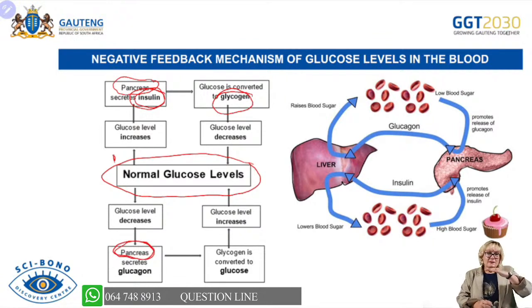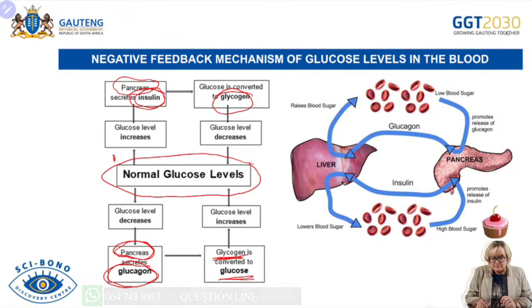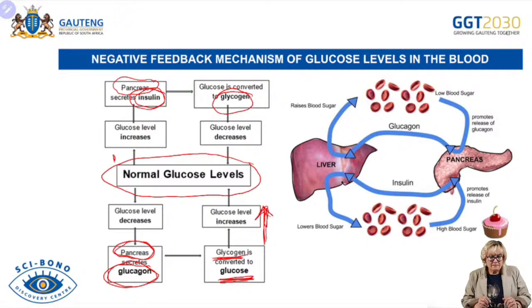Remember now, the blood sugar is too low, so we must get it up. So what must happen? The hormone glucagon, remember, spelling important, glucagon is secreted. What does glucagon do? Glucagon goes to the liver, and in the liver, that stored glycogen is converted back to glucose. And when it's converted back to glucose and put into the bloodstream, we will see an increase in our blood sugar levels. All right, you can also look at the diagram.